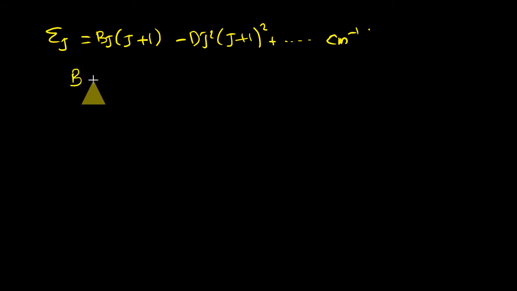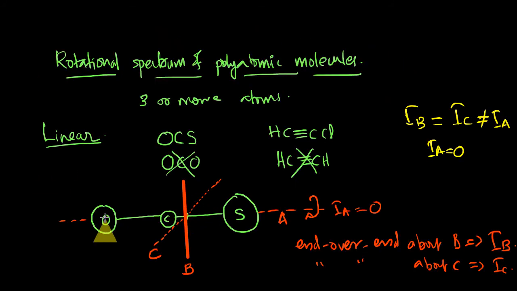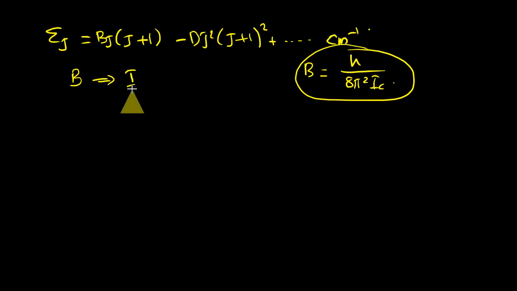But remember here that from the B value, you will get a moment of inertia value I, right? Because you know that B is equal to h divided by 8 pi square I c. This is B. So if you get the B value, then you can calculate I value here. But the B value you can get from the spectrum itself. So if you are taking the spectrum of the OCS molecule, then you will get the corresponding B value from the spectrum of the OCS molecule. But from that you can calculate the I value.